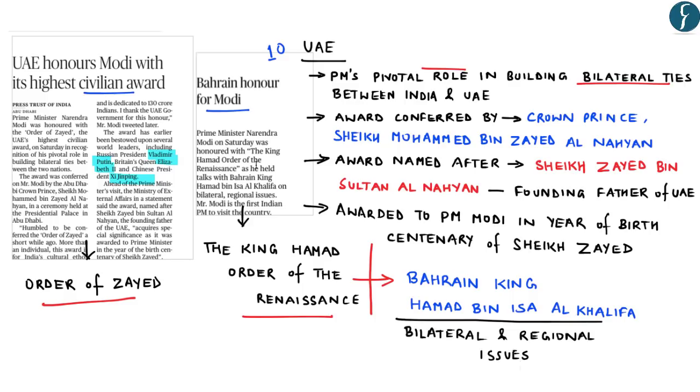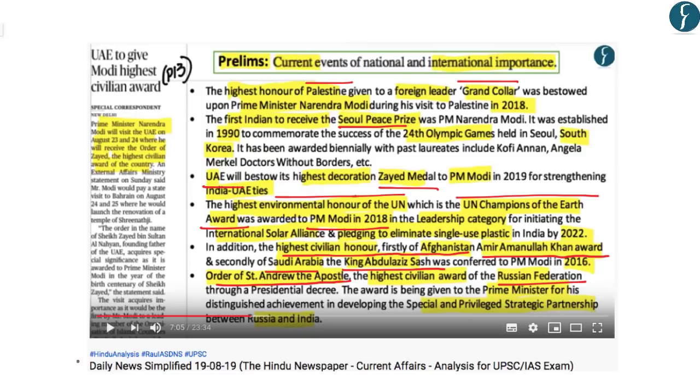Now, both these awards become important from your prelims perspective. In the DNS dated 19th August 2019, Ankur Sir had discussed not only the Order of Zayed Medal, but also various other medals and awards honored to Prime Minister Narendra Modi, where he mentioned the Grand Collar Award given by Palestine.